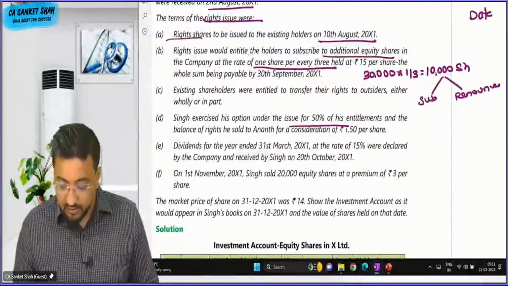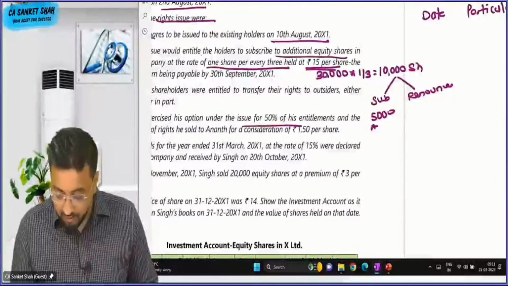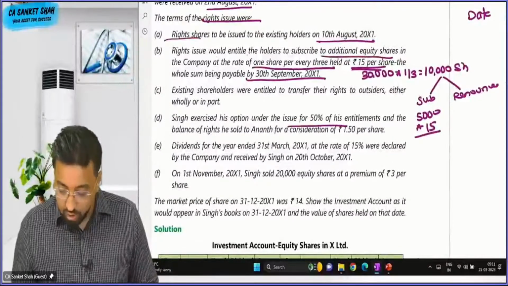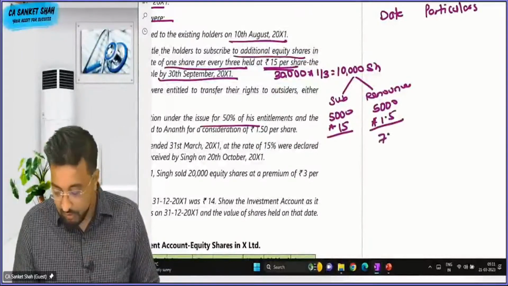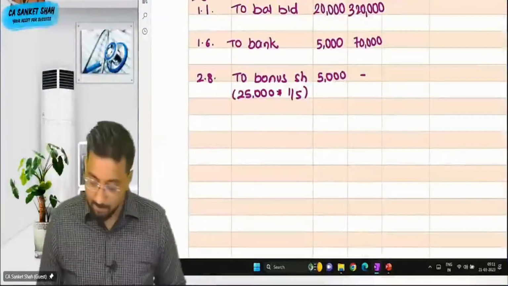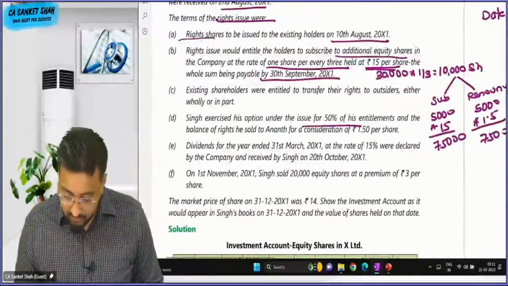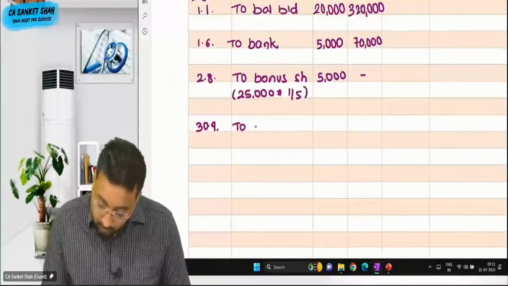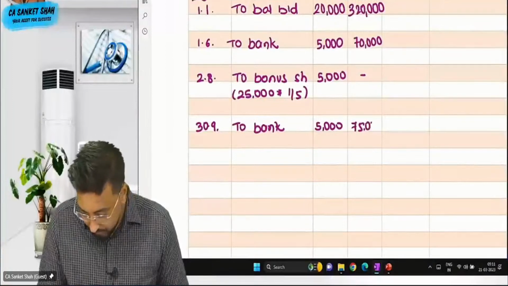Seeing 50% subscribed, so 5,000 shares at what price? 15 per share. It has to be paid on 30th September. And renounce to Anant, 7,500. 75,000. So what is the date? The date is 30th September. 30th September, to bank, 5,000 shares, 75,000.